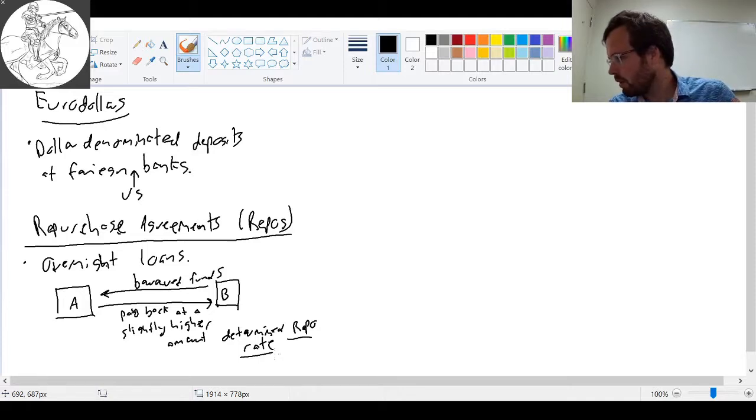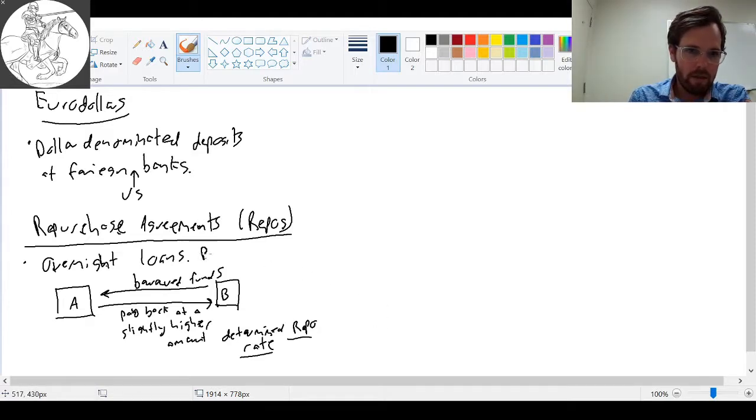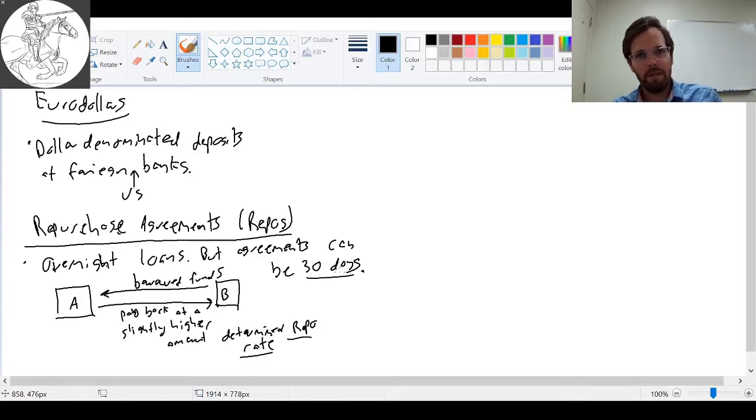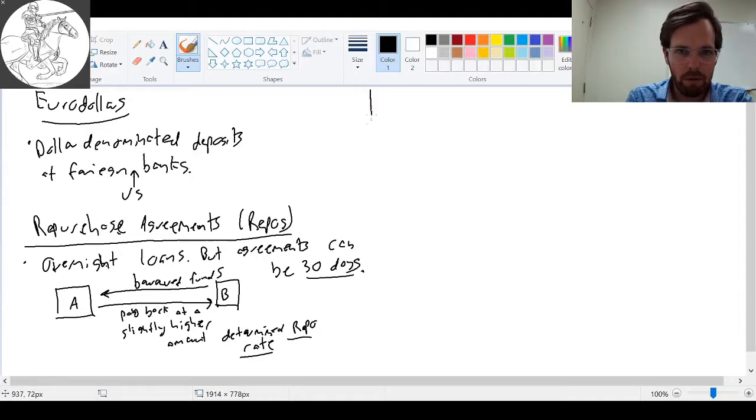I put overnight, but agreements can be up to 30 days, so they aren't only overnight. They are short-term in nature, but in many instances they are overnight. And that takes us now to broker's calls, the next money market instrument.